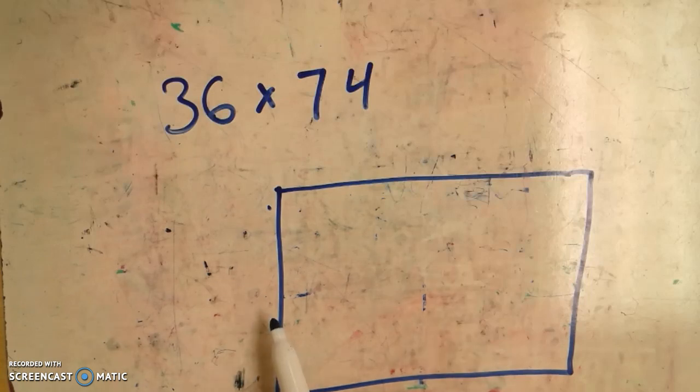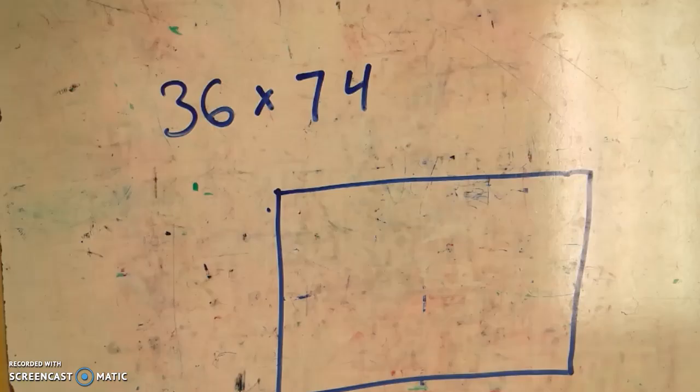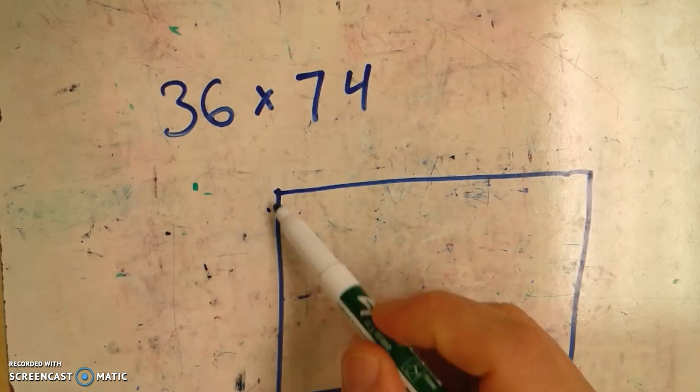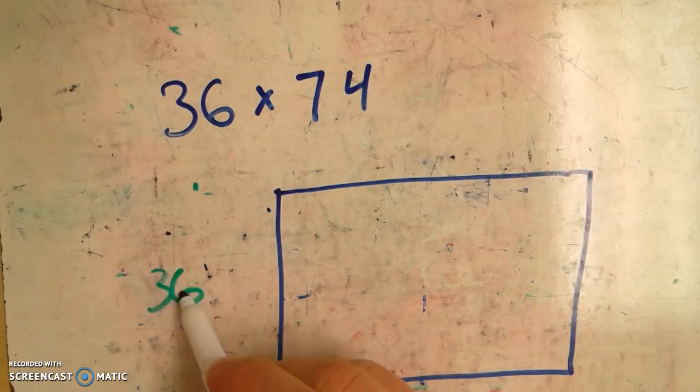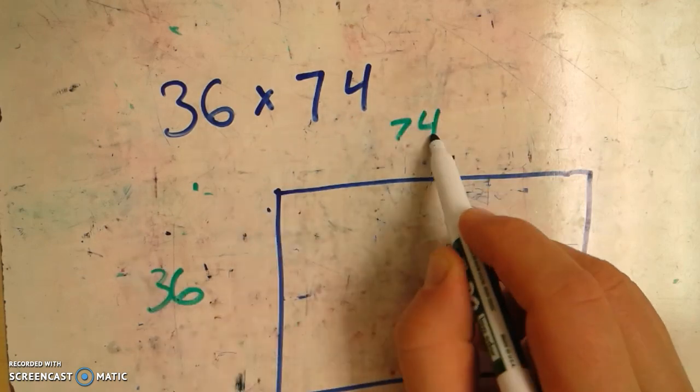You draw your rectangle first, right? Next, you're going to write the numbers on the side and on the top. So 36 goes on the left side, 74 goes on the top.